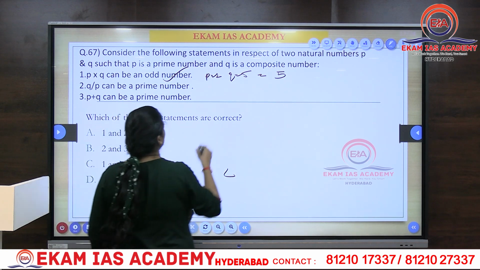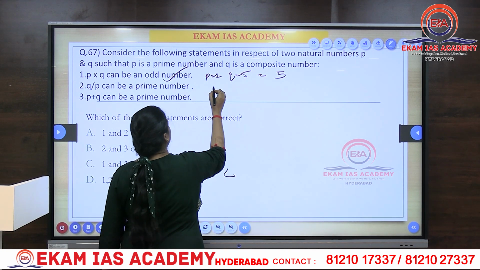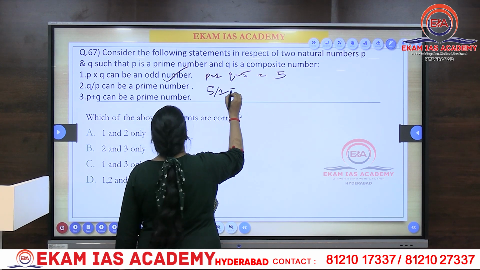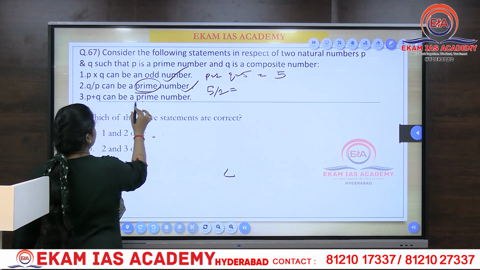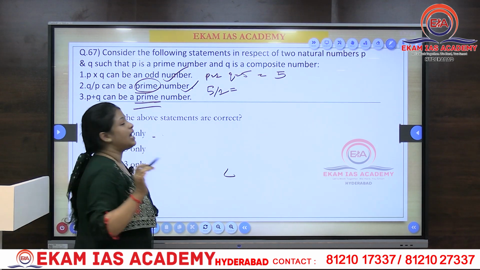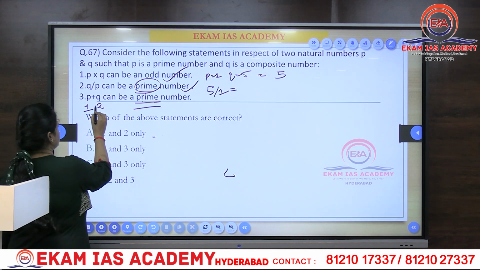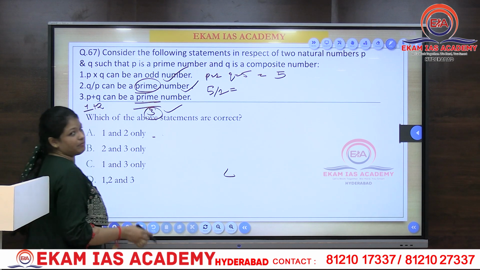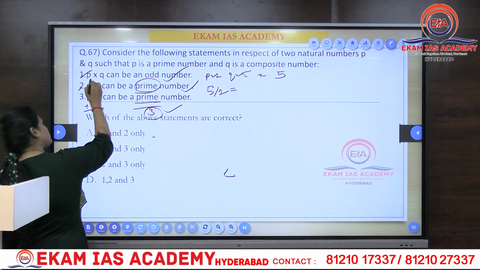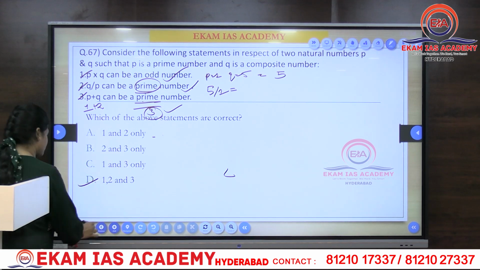Q by P, I am taking the same numbers, 5 by 1. It is a prime number. P plus Q is a prime number. Here I am taking P 1, Q 2. 1 plus 2 is equal to 3. 3 is also a prime number. Hence 1 is right, 2 is right, 3 is right. So the answer is 1, 2, 3.